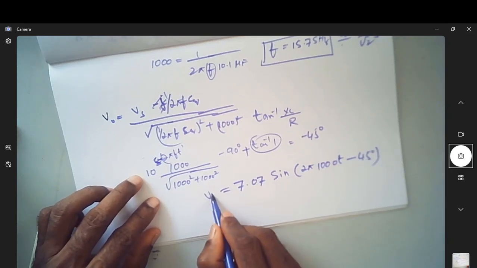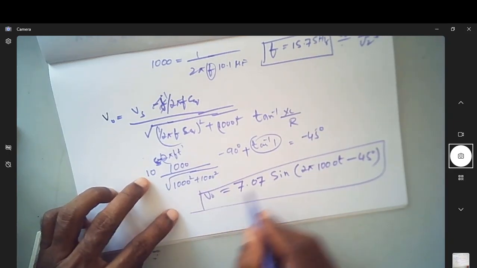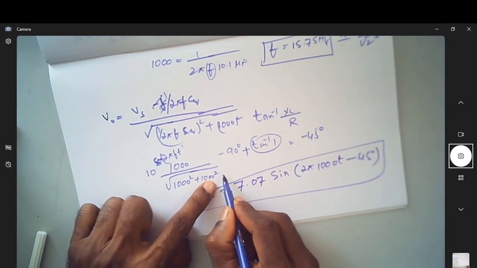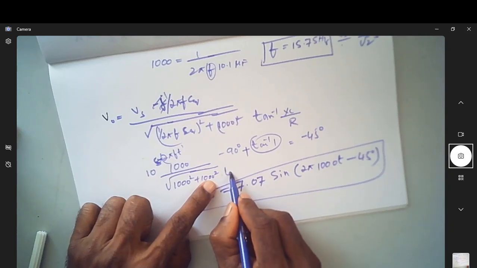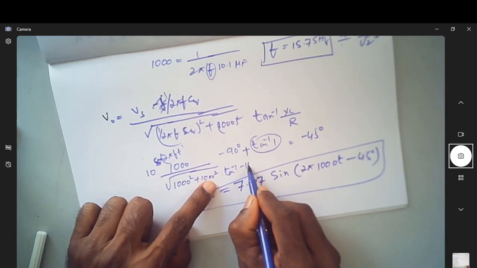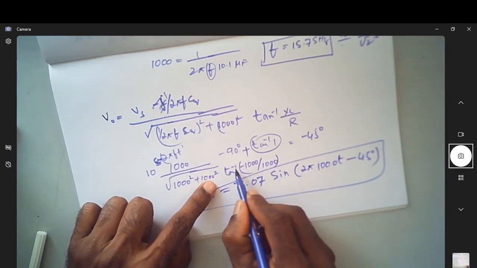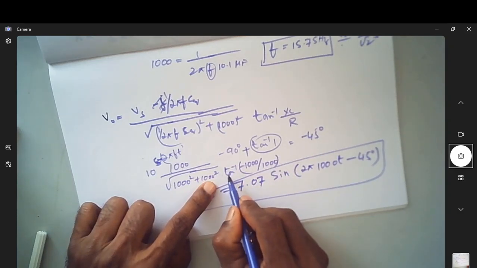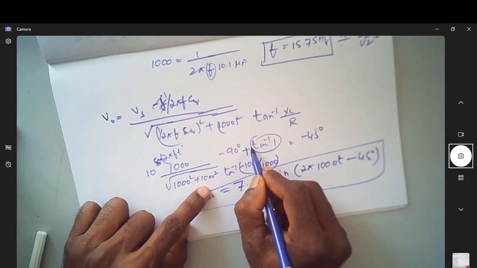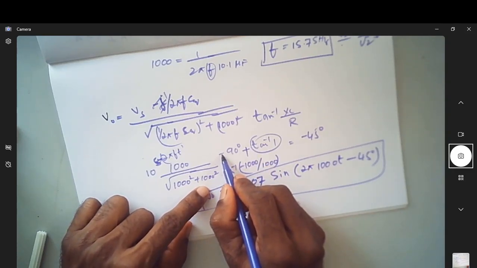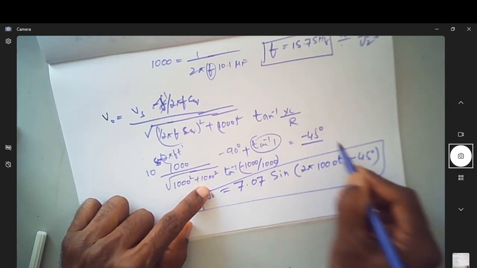So this is V0. How did you get this minus 45 degrees? Because here the phase is tan inverse of minus 1000 by 1000. So tan inverse of minus 1 is minus 45 degrees. When it goes up here, it will become plus 45 degrees. So it is minus 90 degrees plus 45 degrees, minus 45 degrees.